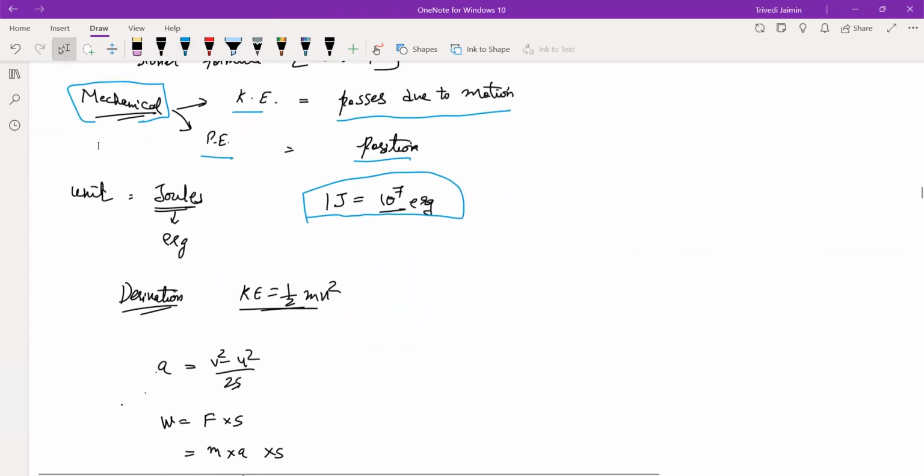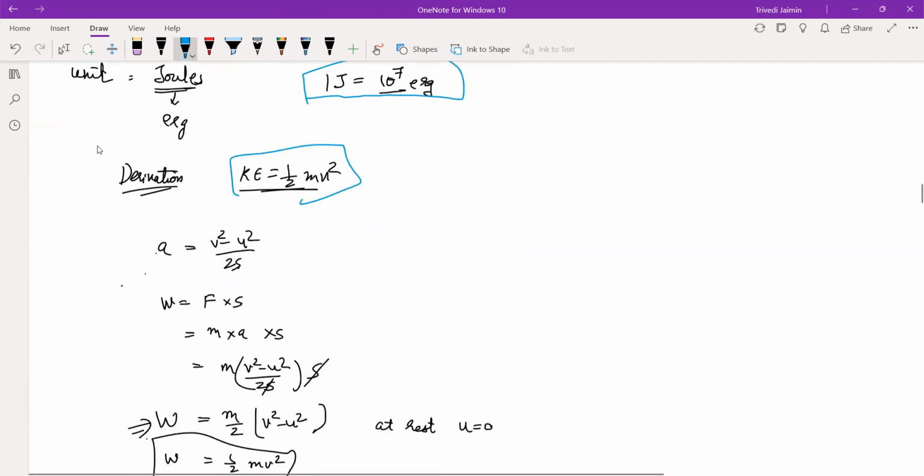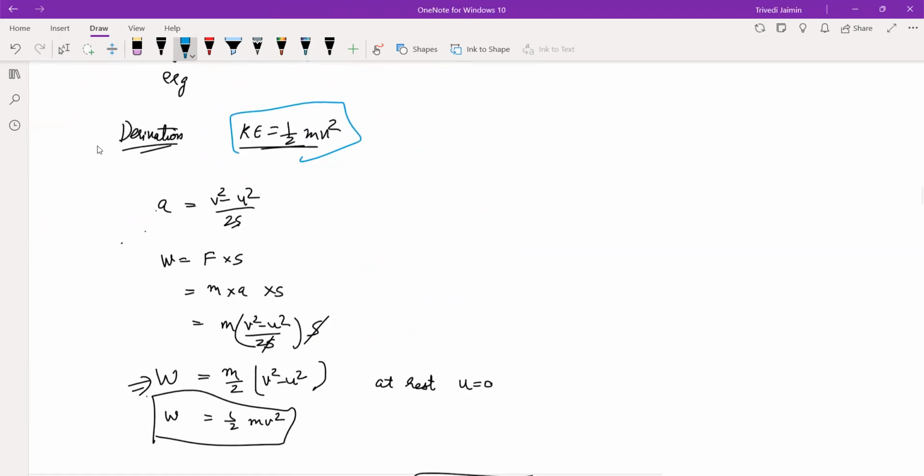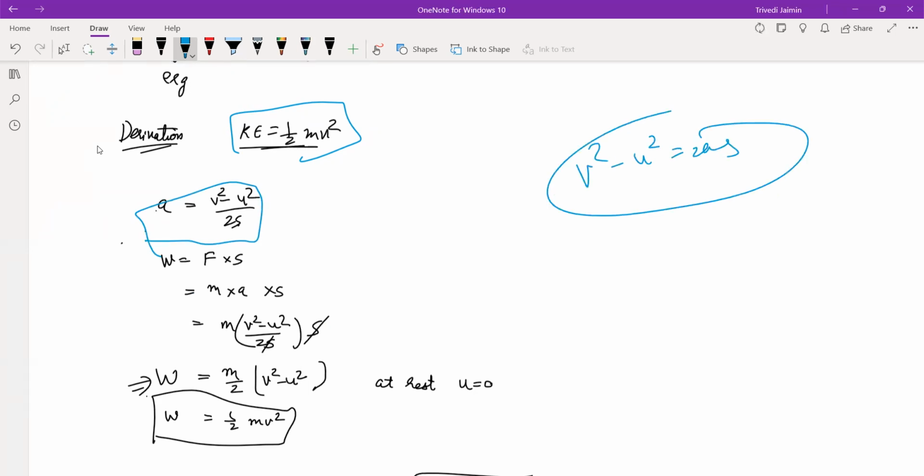Now we are deriving the kinetic energy, half mv square. This end product we should know. Acceleration equals this formula we know. From Newton's third equation of motion, v square minus u square equals 2as.